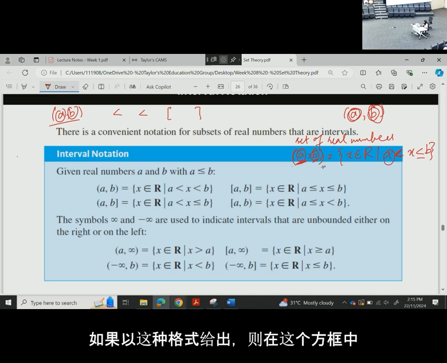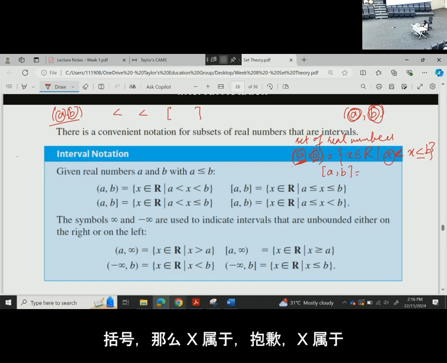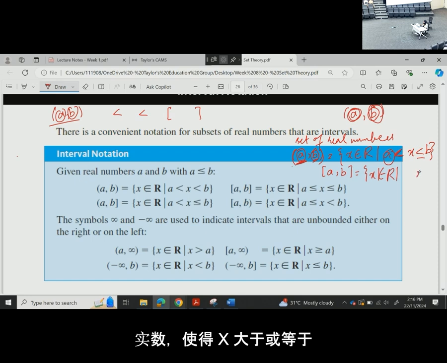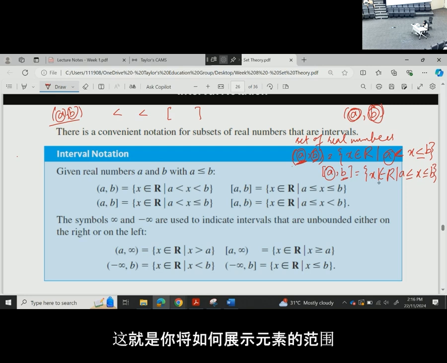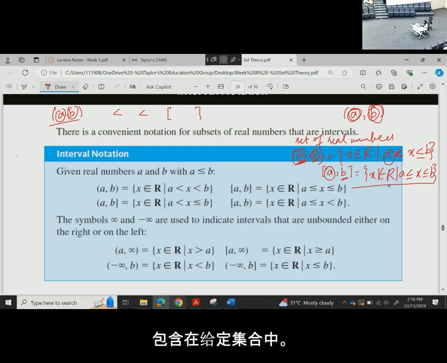That is why your symbol will be greater than and less than. If they are given in this format, in square brackets, then X belongs to the set of real numbers such that X is greater than or equal to the first extreme, or the starting point, the starting element A, and it is less than or equal to the second one. Okay, so this is how you will show the range of elements that are included in a given set. Okay, greater than or equal to, less than or equal to when square brackets, greater than and less than when it is round bracket.